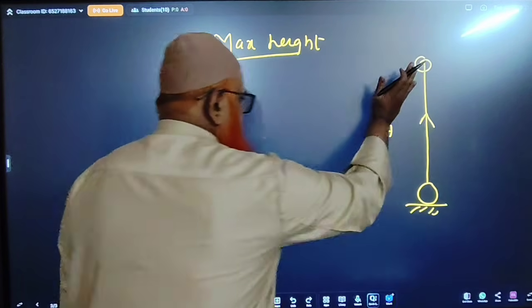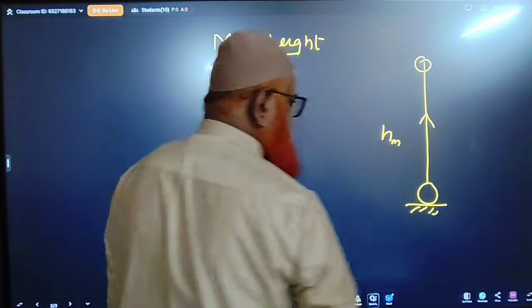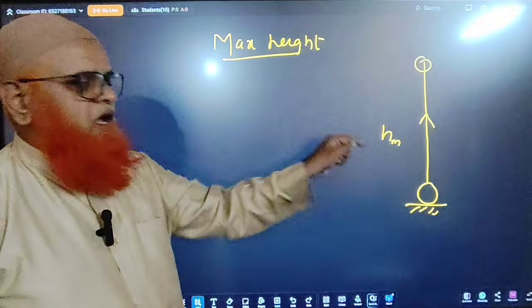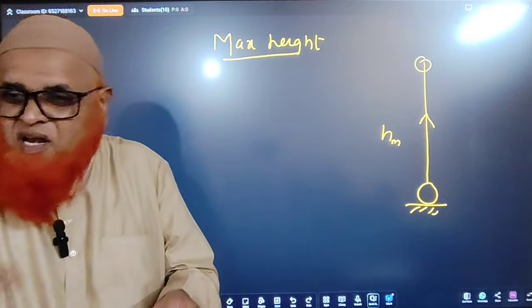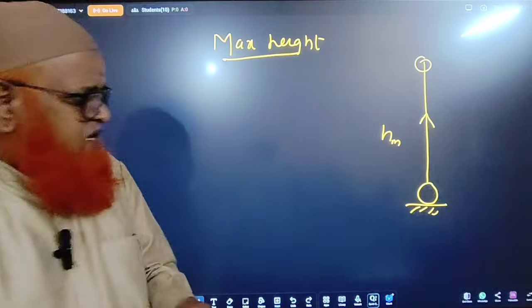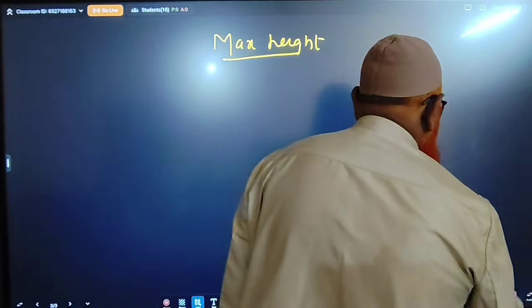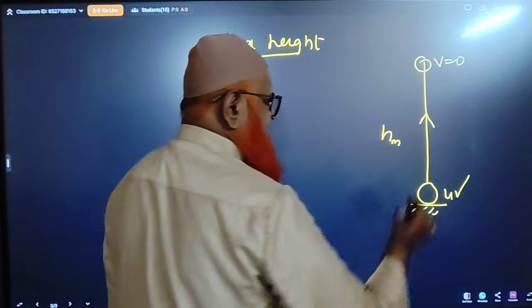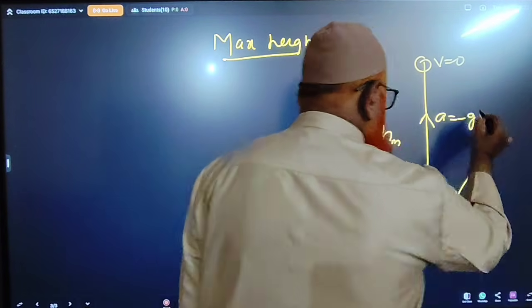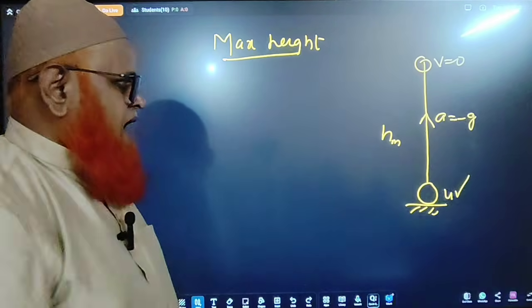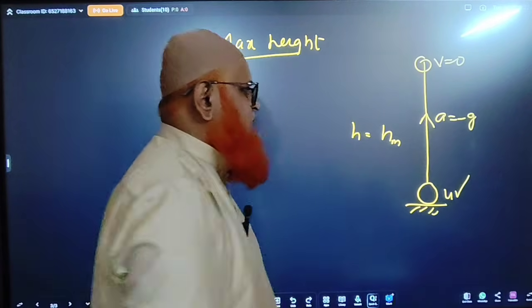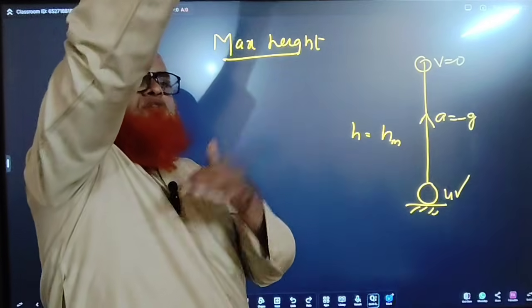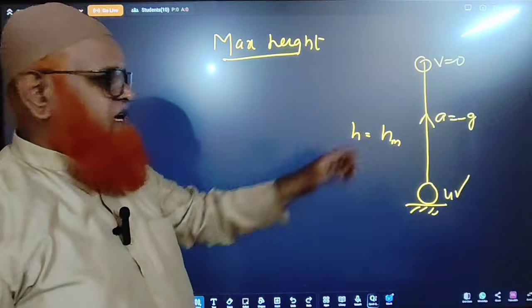Okay, so how much maximum height does the body go up? What is the topmost point? When you throw a body, what are the things which are in your hand? Initial velocity is in your hand. When you throw a body, the final velocity is going to be 0. A is equal to minus G and H is going to be H maximum. Up to where it stops after you throw, that is going to be the maximum height. You have to find out the maximum height now.